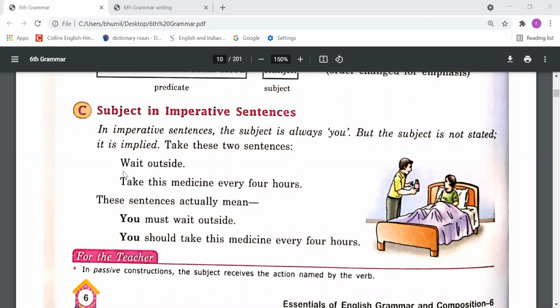So if I say wait outside, I'm saying it to the listener, and the listener is the second person, and the second person is you, right? So an imperative sentence we always say to the listener, and the subject of that sentence is always you, but we don't write and we don't speak it. So wait outside means you wait outside. Take this medicine every 4 hours means you take this medicine every 4 hours, but this is an imperative sentence, that's why we haven't used you as a subject there. These sentences actually mean you must wait outside, you should take the medicine every 4 hours. Same thing I have told you.